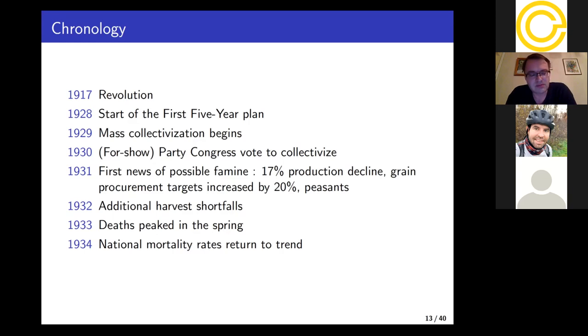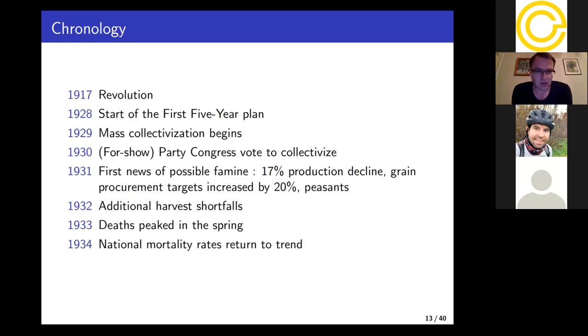You can interpret it differently, either as political loyalty or state capacity in particular territories, but still we use this measure, and so that's why I mentioned this party congress here. First, the news about possible famine arrived to Moscow in 1921, but the decision which the government made was quite specific.